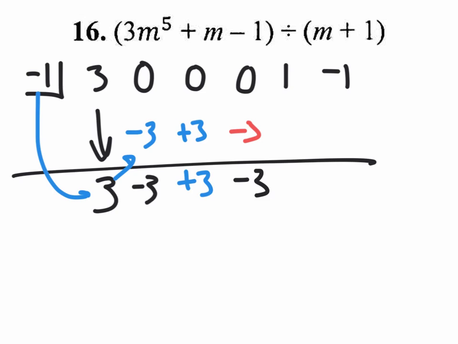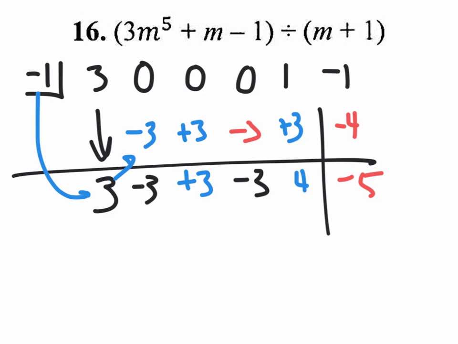Negative 3. And as we multiply negative 1 times negative 3, what do we get? Positive 3. And as we combine 1 plus 3, what do we get? 4. Positive 4. And as we multiply negative 1 times 4, what do we get? Negative 4. And on this last one, we have a remainder of? Negative 5. So the remainder is negative 5 down here.